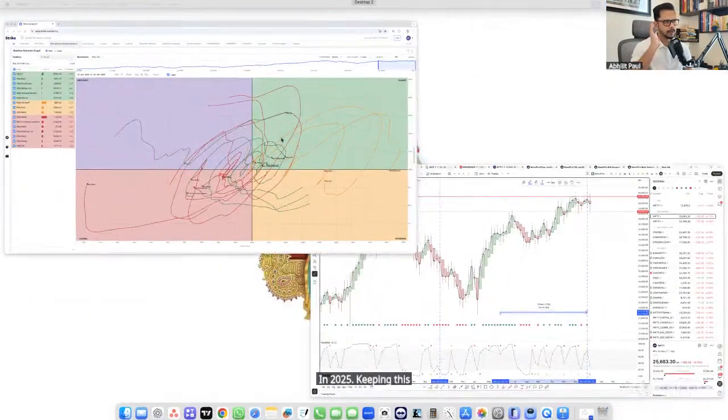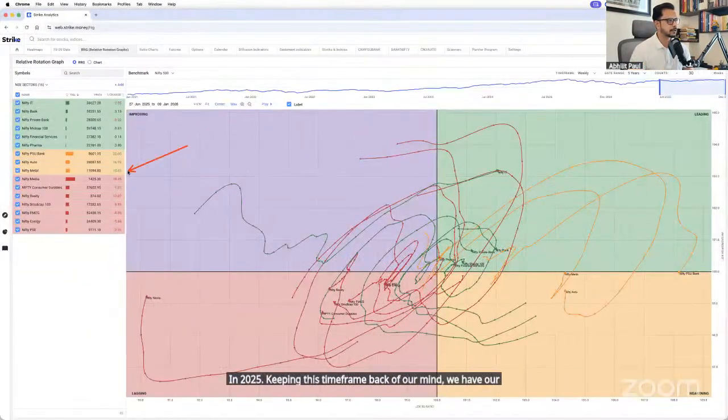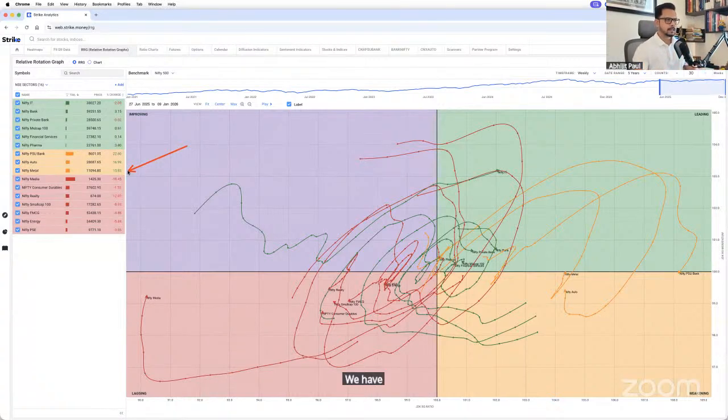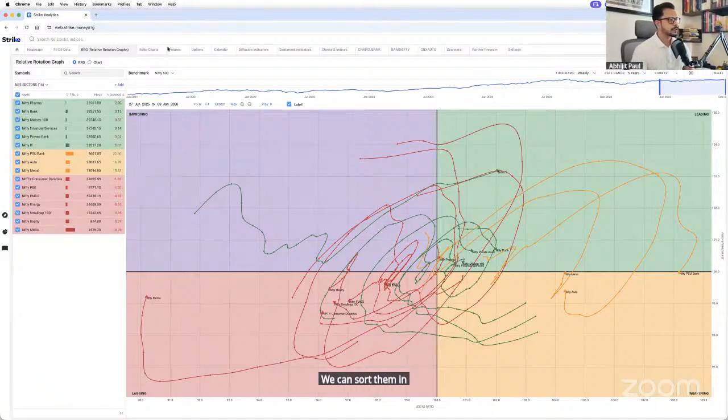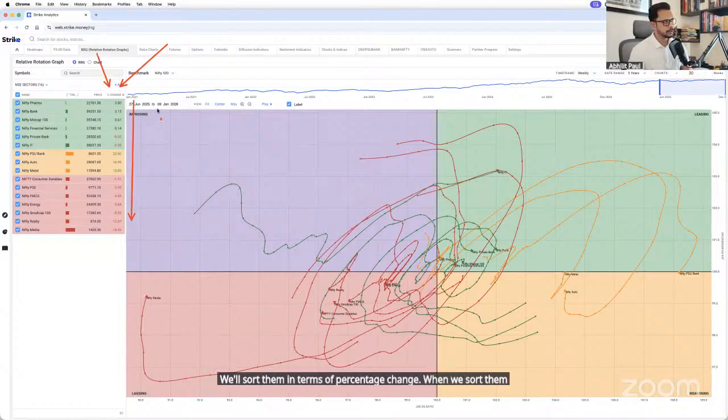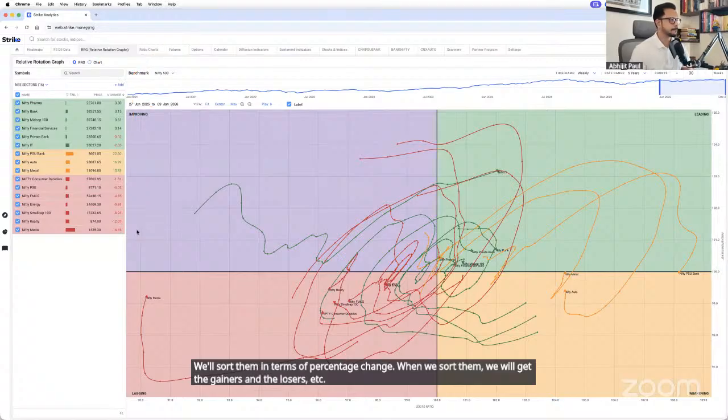Keeping this time frame at the back of our mind, we have our 16 sectors. We have a pretty nice, well-crowded RRG in front of us, and we will try to understand them. Now we will break them down one at a time. We can sort them in terms of percentage change. When we sort them, we will get the gainers and the losers, etc.